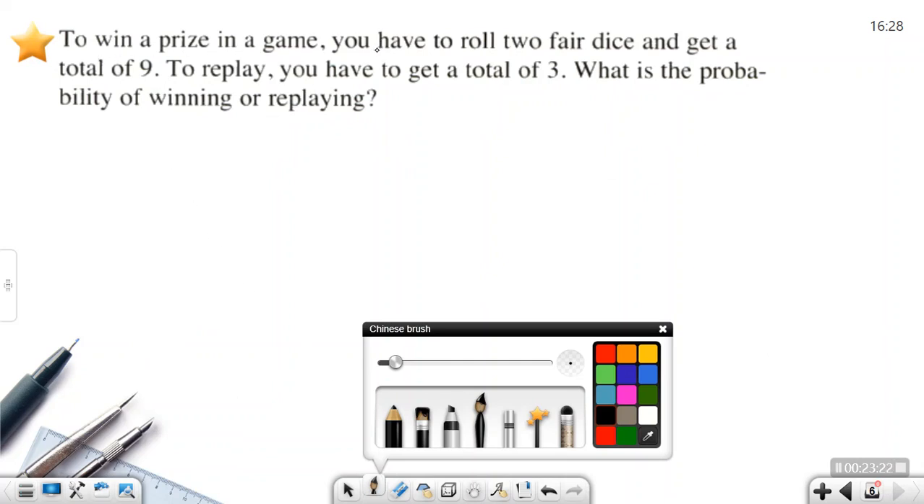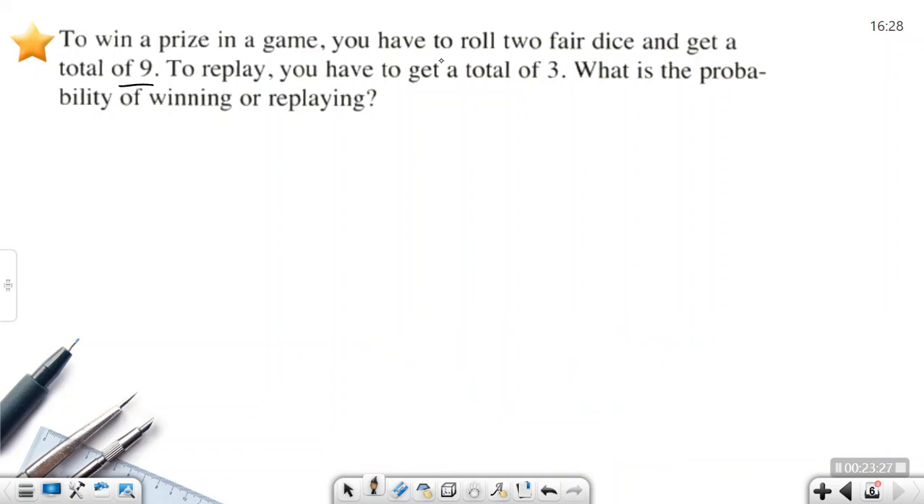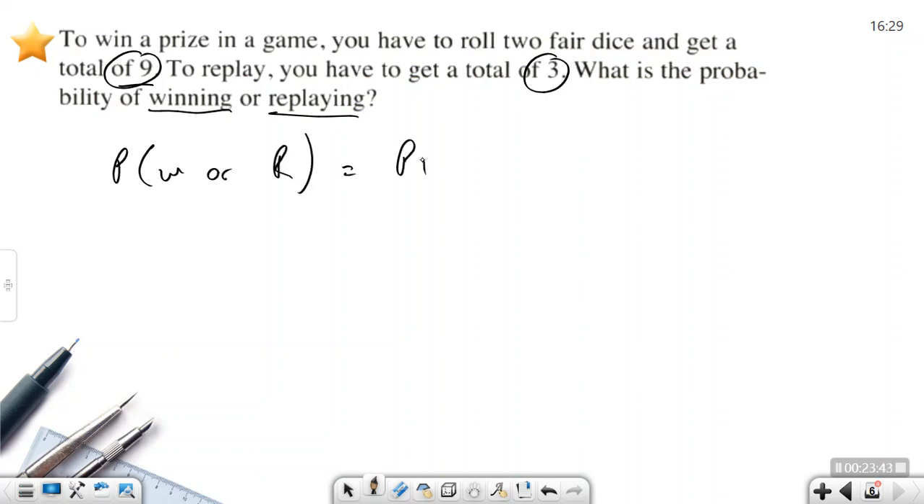To win a prize in a game, you have to roll 2 fair dice. To win, you need to get a total of 9. To play again, you have to get a total of 3. What is the probability of winning or replaying? Be careful, it's winning or replaying. That's equal to the probability of winning plus the probability of replaying.